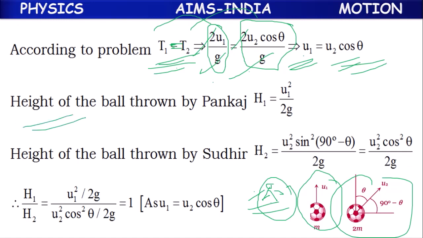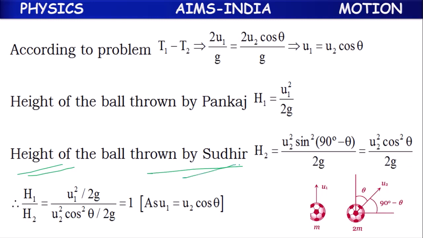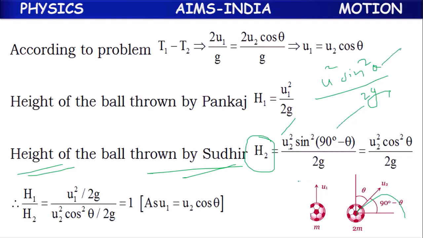And the height of the ball thrown by Pankaj, the formula is H equals U square by 2g. So H1 equals U1 square by 2g according to the formula. The height of the ball thrown by Sudhir is, the maximum height of a projectile, formula U square sin square theta by 2g. So U2 square sin square of 90 minus theta by 2g. 90 minus theta gives cos theta, so it will become U2 square cos square theta by 2g.